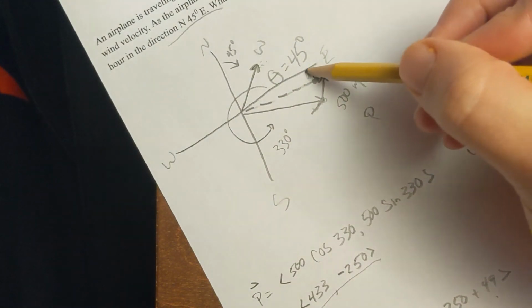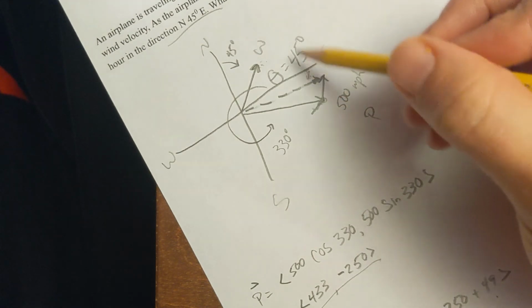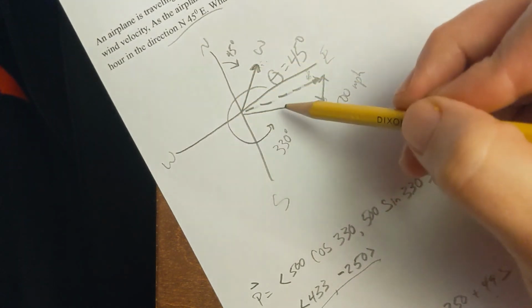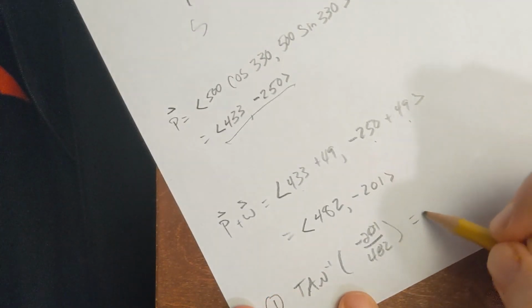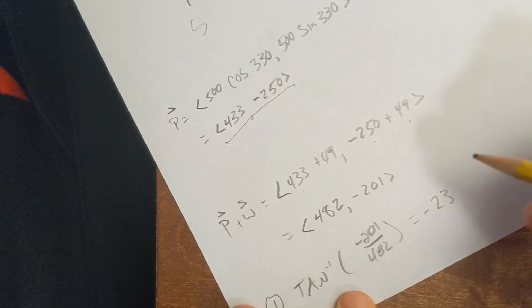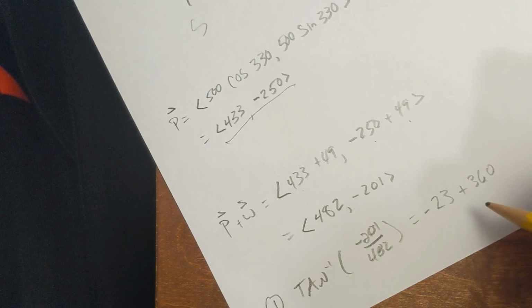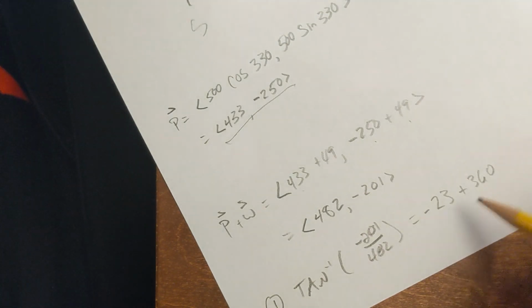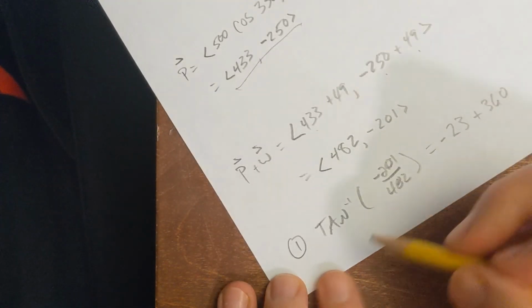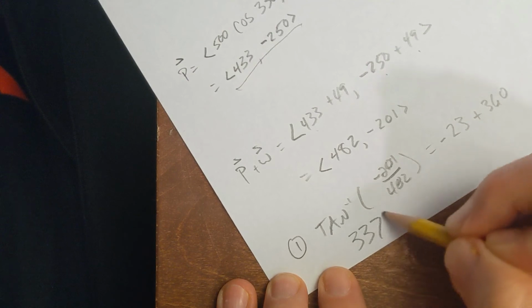Because this is my clockwise direction, to figure out my positive one, I want to go counterclockwise. So I'm going to take this negative 22 degrees, and let's round it to negative 23. And I'm just going to add 360, because remember, we're talking about coterminals and those kinds of things. So if I do negative 23 plus 360, we're going to get that the true bearing of my plane is 337 degrees.